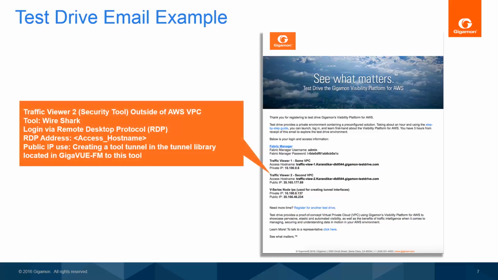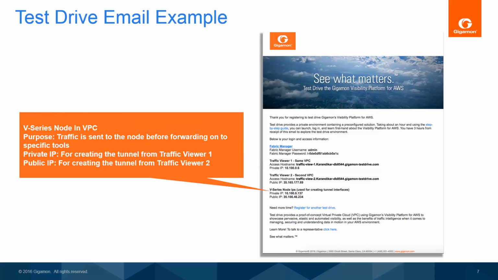The next item in your email is Traffic Viewer 2. Traffic Viewer 2 is another security tool, but this one exists outside of the AWS VPC and is running a tool called Wireshark. Like Traffic Viewer 1, you'll use the Remote Desktop Protocol to connect to it via its access hostname. And again, it also has an IP address. However, this one is a public IP address because it exists outside of the AWS VPC and will be needed to create the tool tunnel.